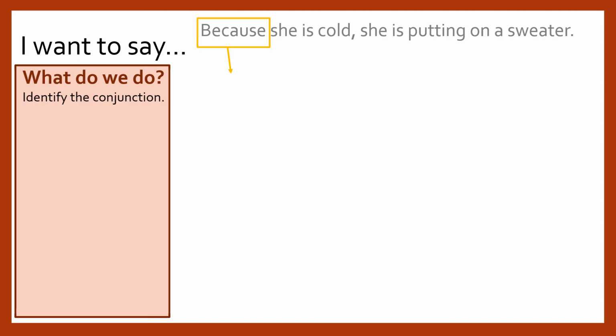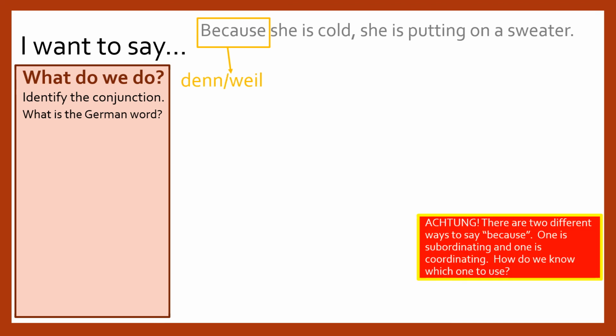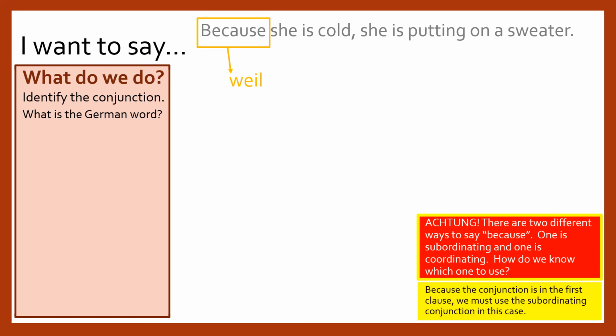Identify the conjunction. We have "because." What's the German word for because? We have denn and weil. Achtung, which means attention. There are two different ways to say because. One is subordinating and one is coordinating. How do we know which one to use in this situation? We are going to use weil because the conjunction is in the first clause. We must use the subordinating conjunction in this case, which is weil. If the sentence was worded, "she is putting on a sweater because she is cold," we could use denn or weil. We would just need to make sure that we put the verb in the correct part of the sentence, depending on which one we choose. But since it's in the first, we have to use weil.